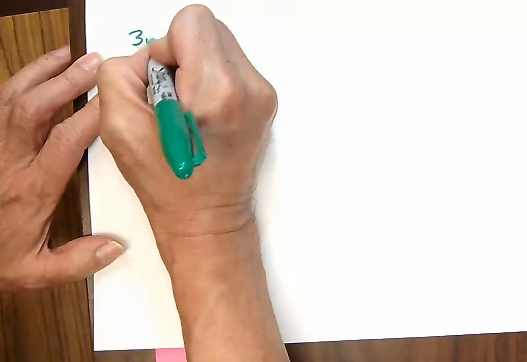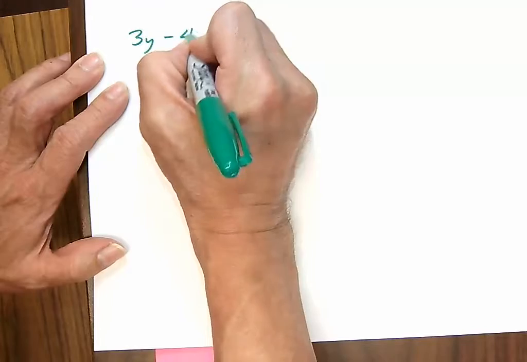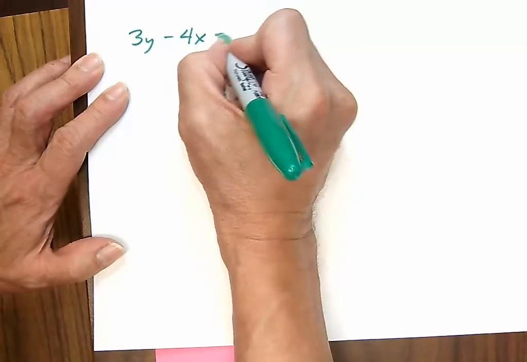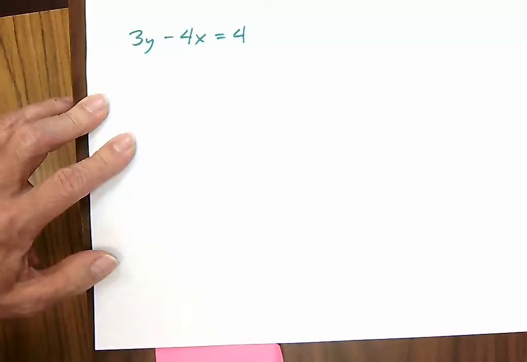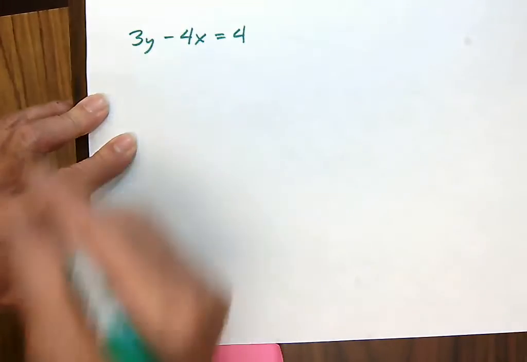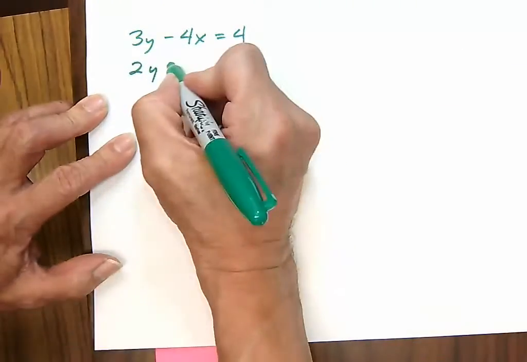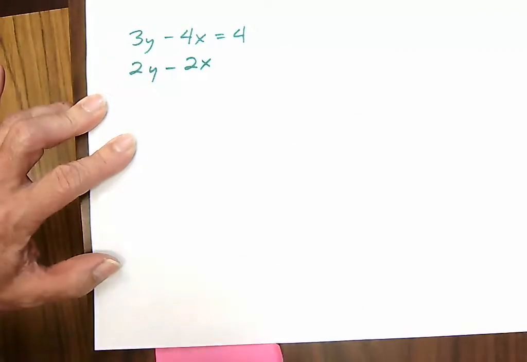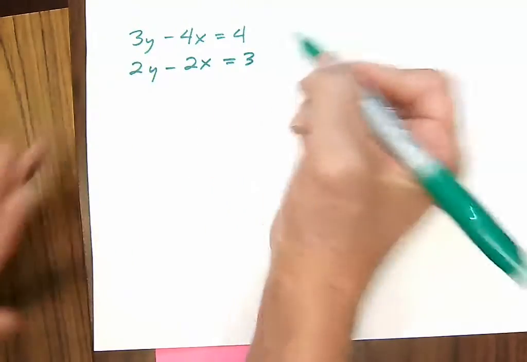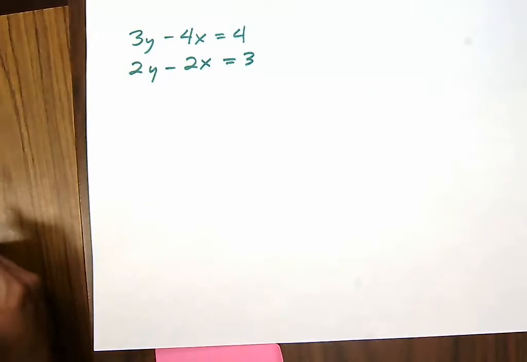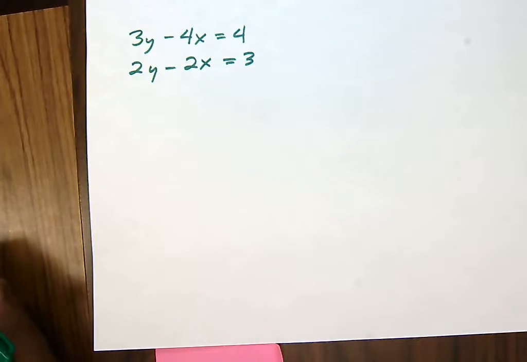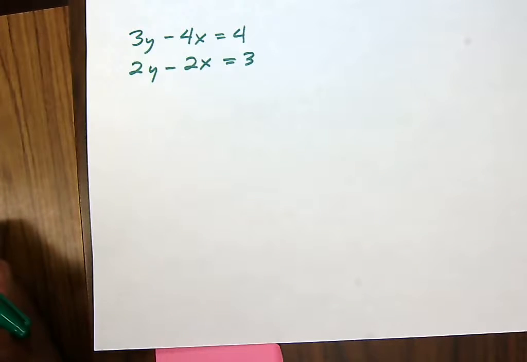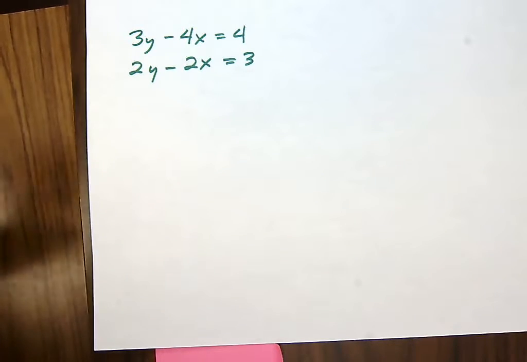The first equation in that system was 3y minus 4x equals 4. And the second equation in that equation system was 2y minus 2x equals 3. And again, to solve this equation system using matrix algebra, just like before, let's write out the A coefficient matrix, the X variable matrix, and the D matrix of constant terms, which we did previously.